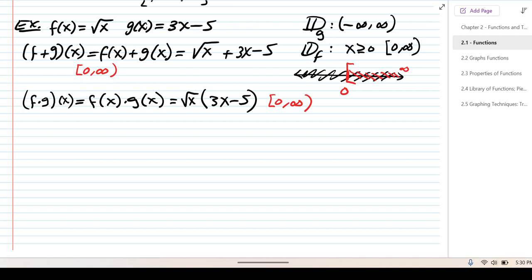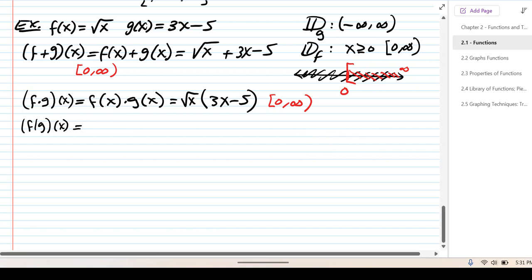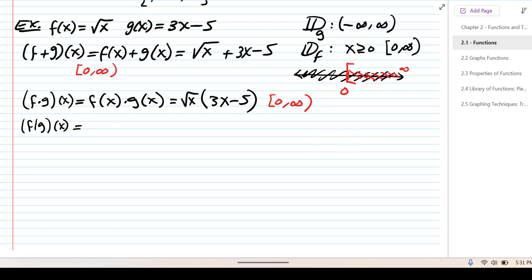Now, let's look at the quotient function, f divided by g of x. Because division is not commutative, like addition or multiplication. Addition and multiplication are commutative, meaning the order doesn't matter. But in the case of subtraction and division, order matters, right? If I'm doing 5 minus 10 and 10 minus 5, those are not equal, right? So that's what we mean. Subtraction is not commutative. Division is the same thing. 10 divided by 20 is not the same as 20 divided by 10.